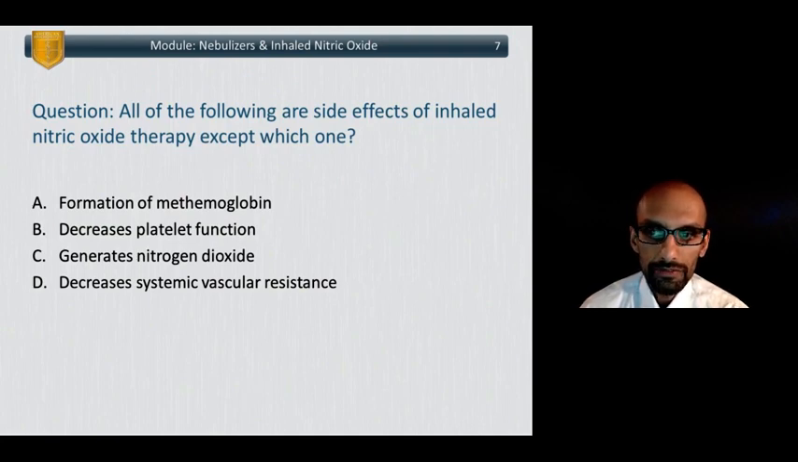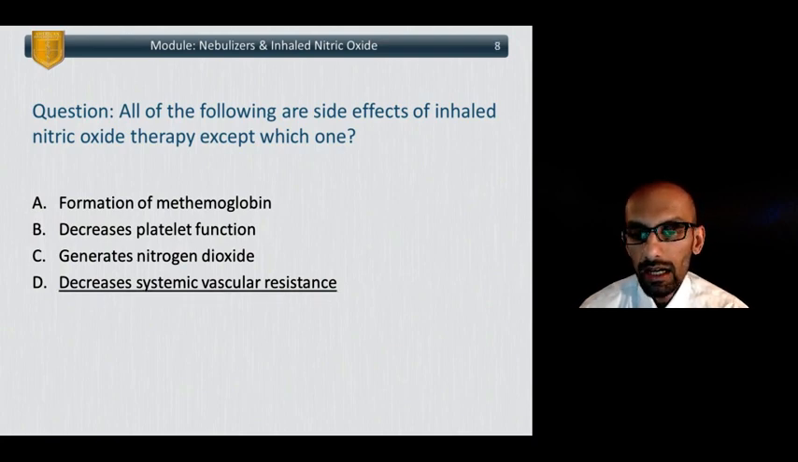All the following are side effects of inhaled nitric oxide therapy, except which one? Formation of methemoglobin, decreased platelet function, generation of nitrogen dioxide, and decreased systemic vascular resistance. The correct answer here is D.